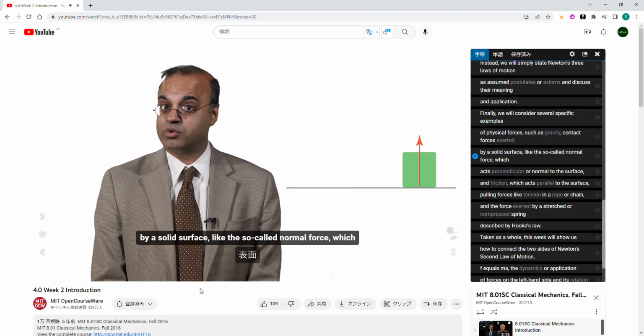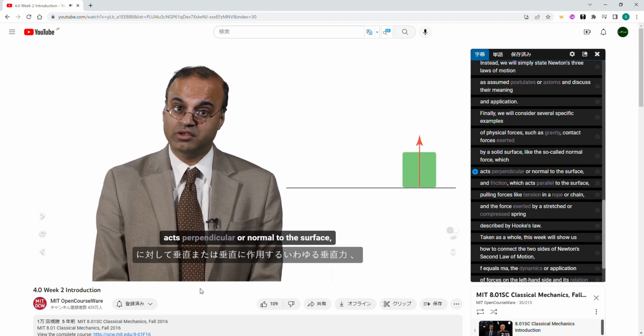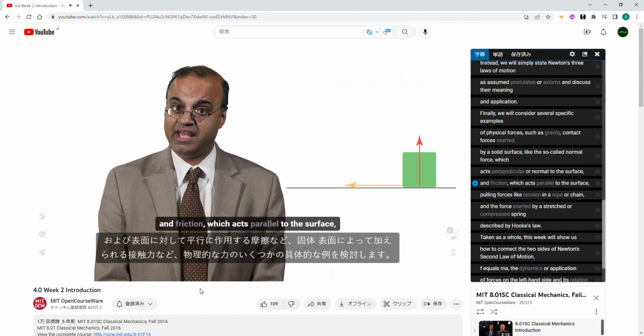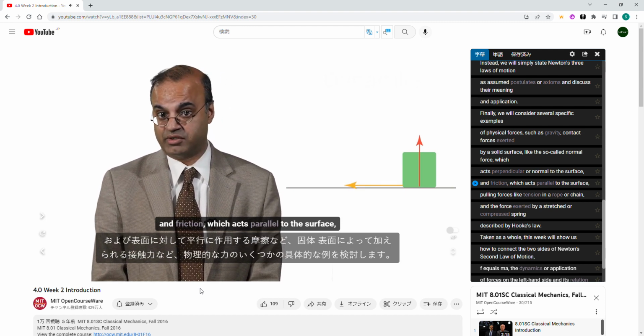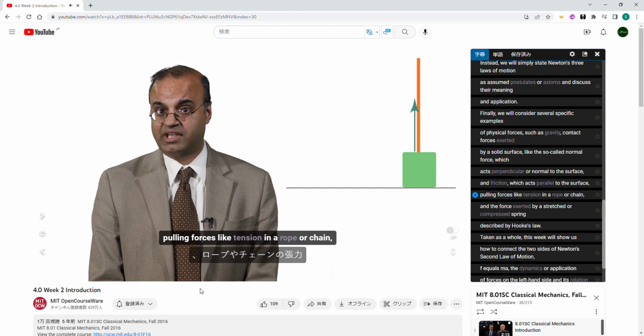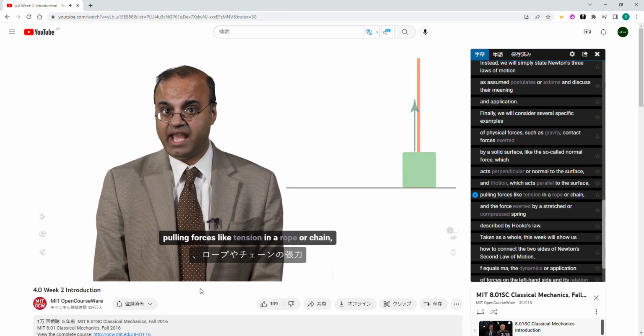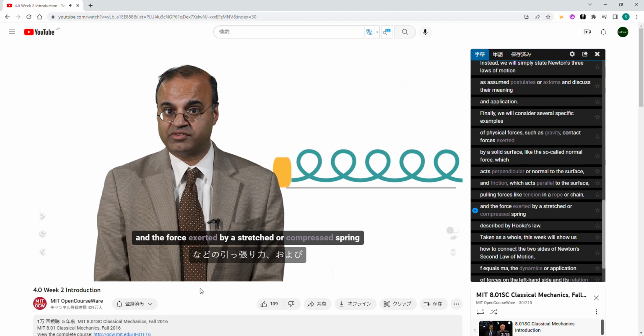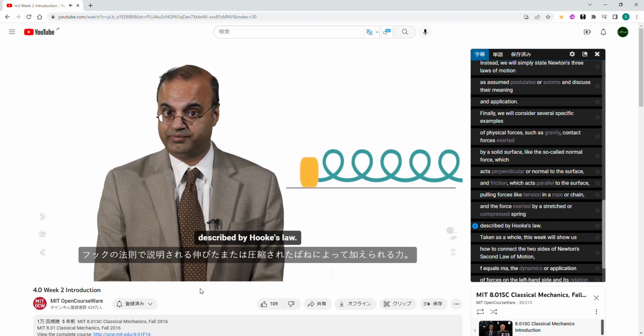Finally, we will consider several specific examples of physical forces, such as gravity, contact forces exerted by a solid surface, like the so-called normal force, which acts perpendicular or normal to the surface, and friction, which acts parallel to the surface, pulling forces like tension in a rope or chain, and the force exerted by a stretched or compressed spring, described by Hooke's law.